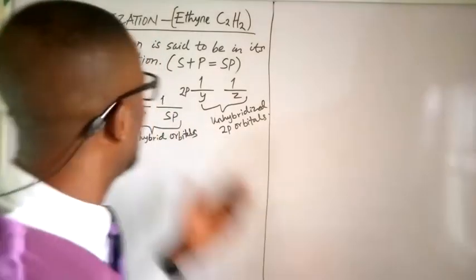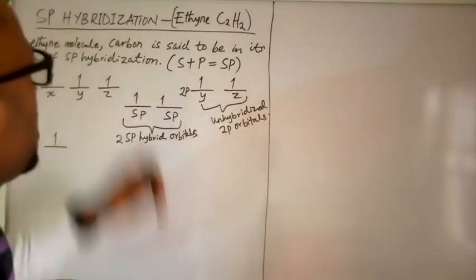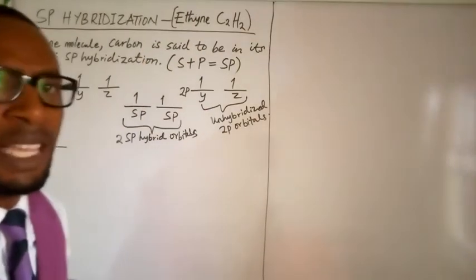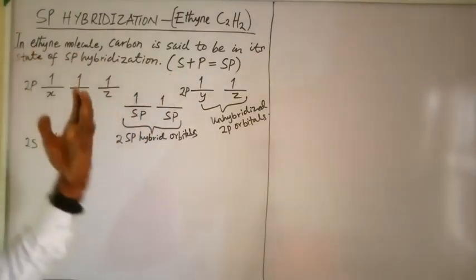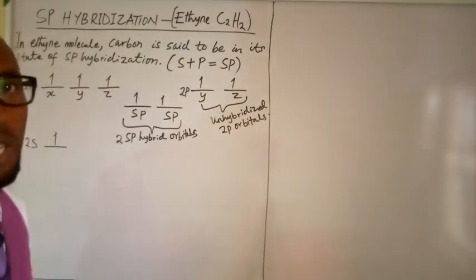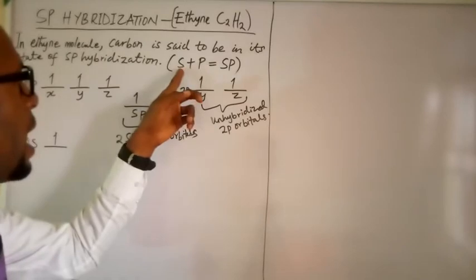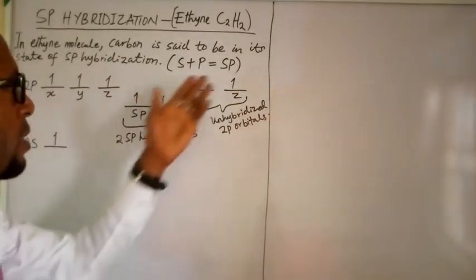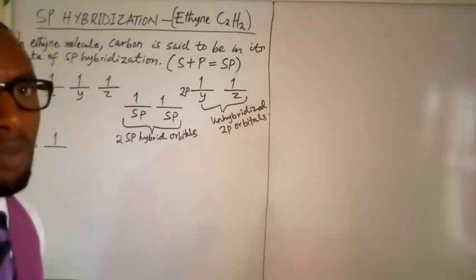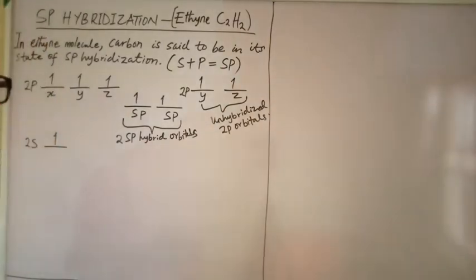Hello friends, here we are asked to show sp hybridization in an ethyne molecule. It's important to know that in an ethyne molecule, carbon is said to be in its state of sp hybridization because we combine one s orbital with one p orbital to get two sp hybrid orbitals. Remember, the number of orbitals is conserved.